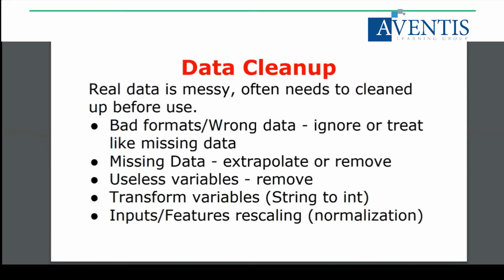The second step is to transform all those variables from string to integer, because the computer cannot recognize male or female. So based on how many categories there are, we replace those with some number. Then feature rescaling or normalization, basically everything scaled down to between 0 and 1. So these are the most important steps in data cleanup.